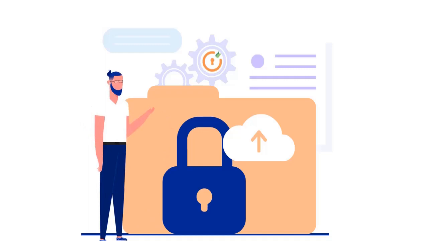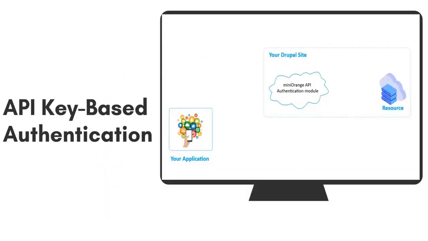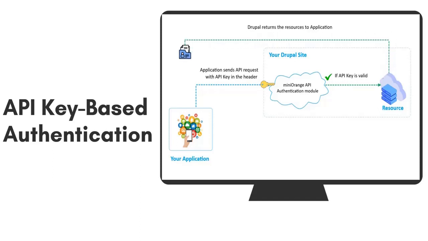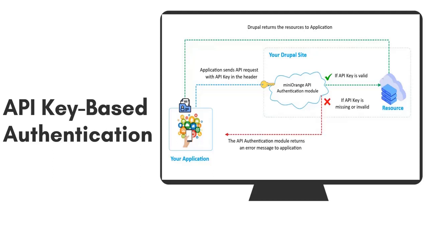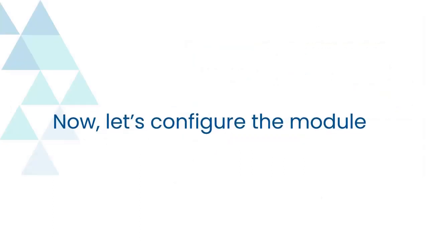Let's see how it works. When your application sends an API request to Drupal, the module will authenticate the provided key. If the API key is valid, then you will be allowed to access the Drupal resources. If the API key is invalid or missing, then the Drupal API Authentication module will restrict your access and send an error message. Now let's configure the module.